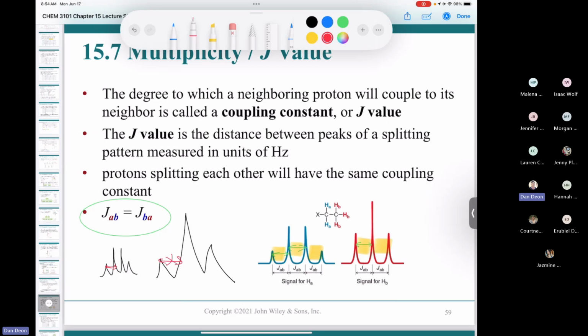Now, if you're like, well, how do I get down and measure those? You don't have to. You can always eyeball it in this class, and you can tell. Because trust me, if I give you 2 protons that aren't splitting each other, I will make it abundantly clear, all right?